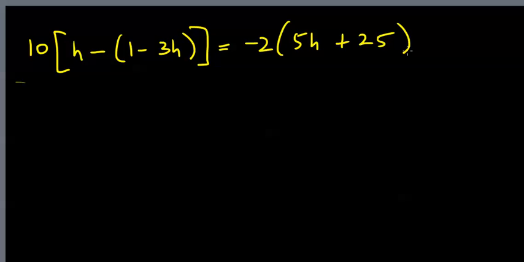Alright, let's take a look. Make sure I copy this right. 10 times h minus 1 minus 3h equals minus 2 times 5h plus 24. Right here, we've got nested sets of parentheses on the left. And again, a variable involved in a product, and a sum on the right. Well, basically, I'm going to start on the left and work from the inside out.